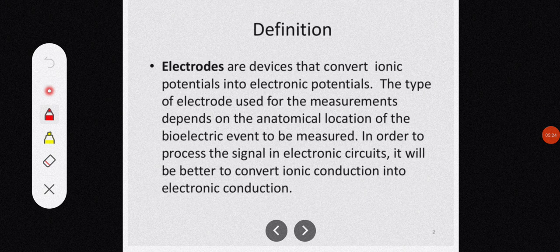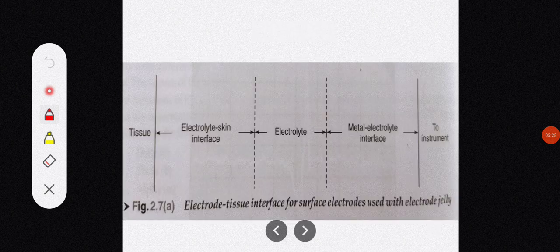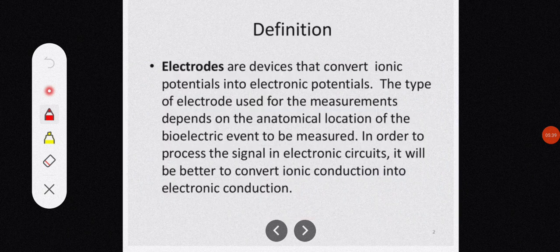So here I have written the definition of electrodes: what are electrodes? They are used for converting ionic potential into the electrical form. Now, one more thing you might be wondering about is the role of electrodes.